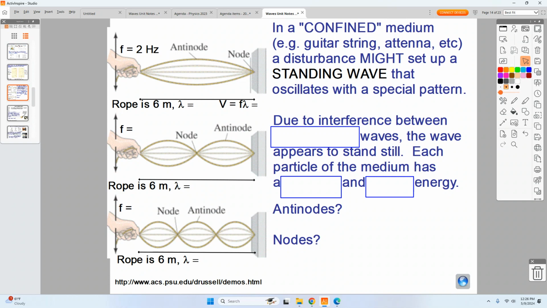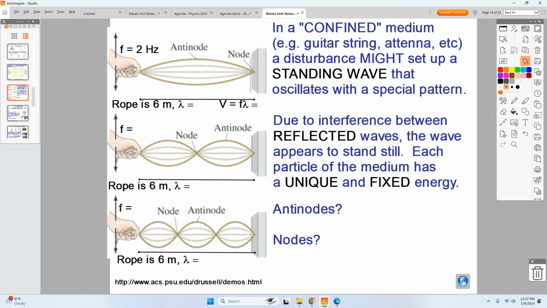I'm going to show you a couple of different ways of looking at this pattern. The pattern that comes from this is due to interference. It's an interference between waves that are reflected along the same medium. That interference will produce particular patterns. Each particle of a standing wave has a unique and fixed amount of energy. And so this is a way to take information and encode it in a waveform. Now, I did this demonstration before, but I want to do it one more time, now that we're actually to the point where we can understand this.